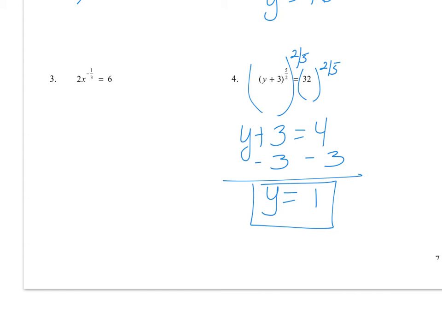All right, now let's go back to number 3. I'm going to isolate the x to the negative 1/3 power by dividing both sides by 2. So I have x to the negative 1/3 power, which equals 3. Now again, I'm solving, and my base is an x.